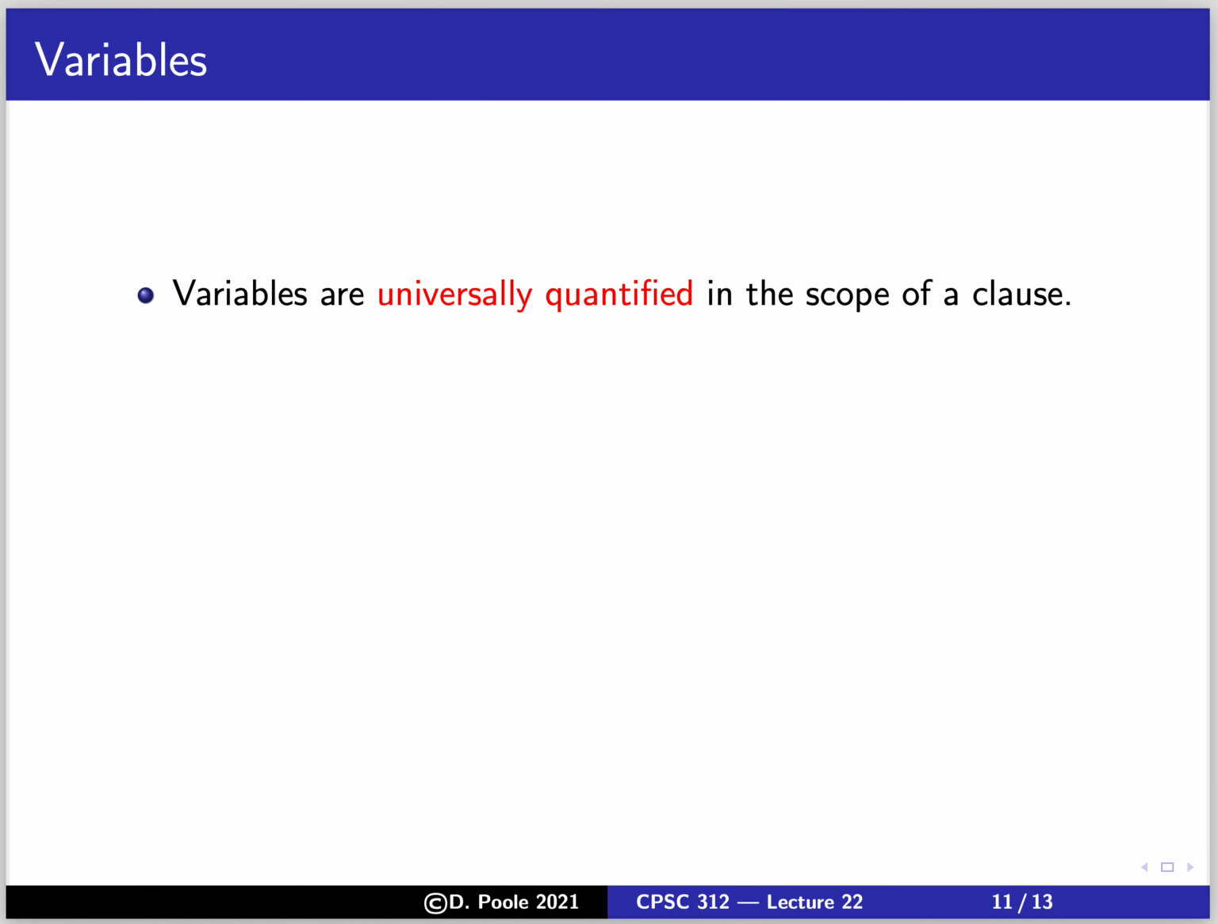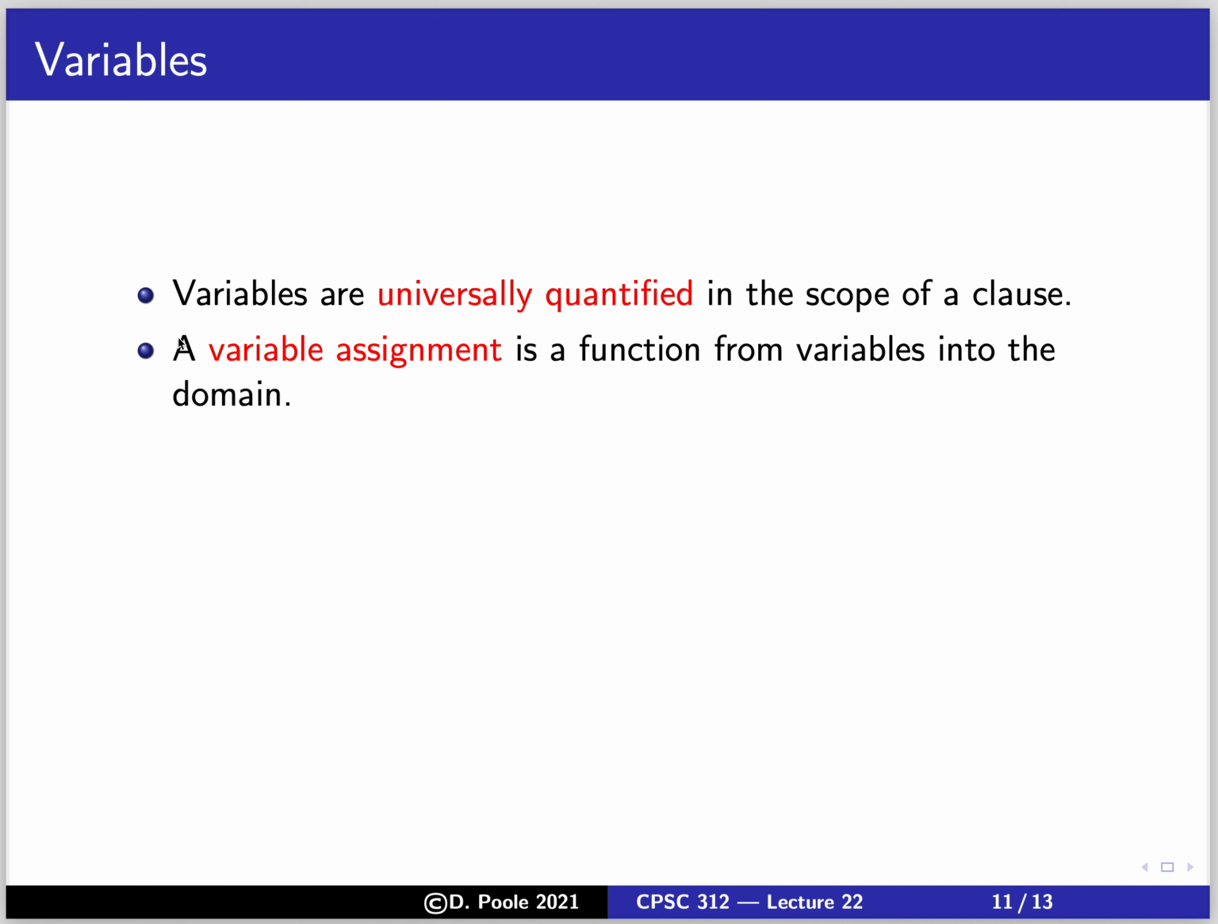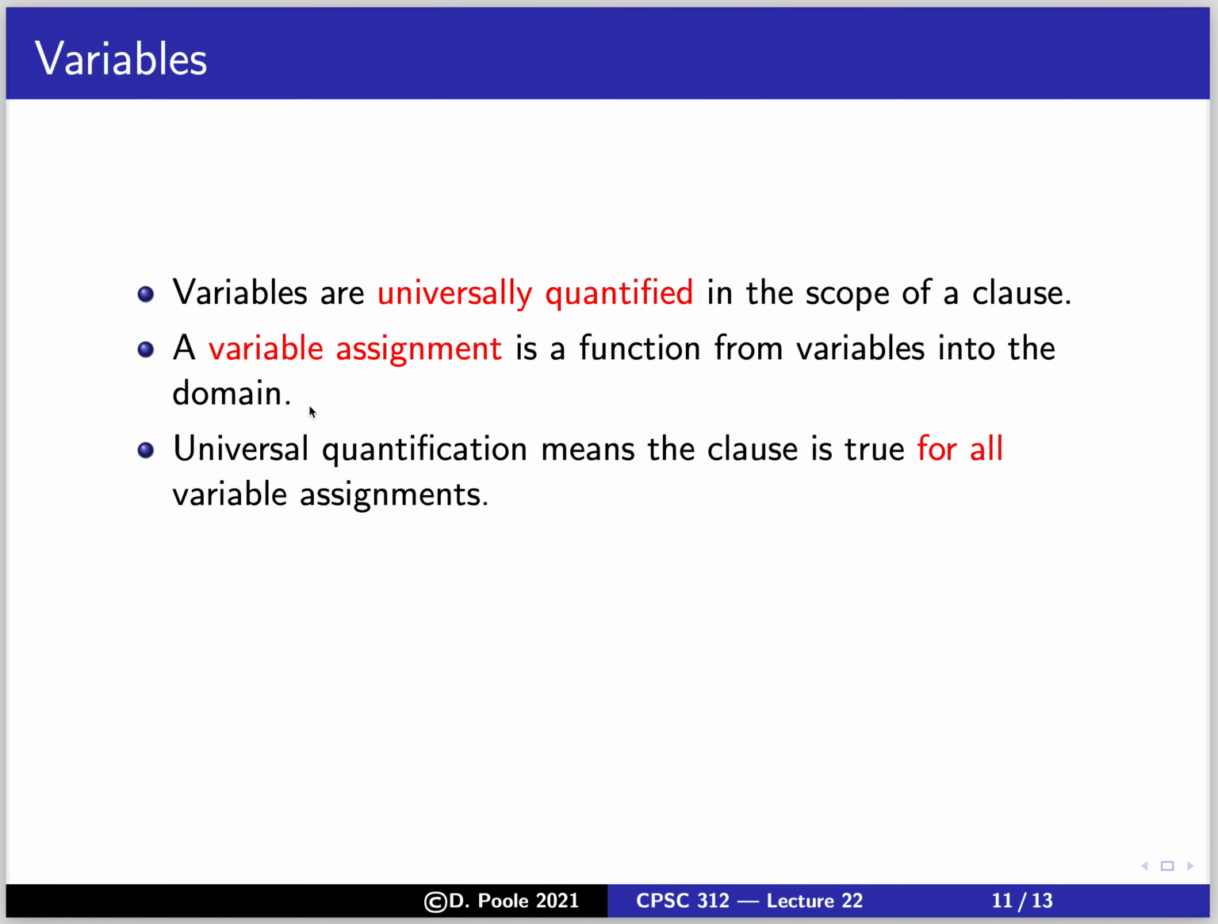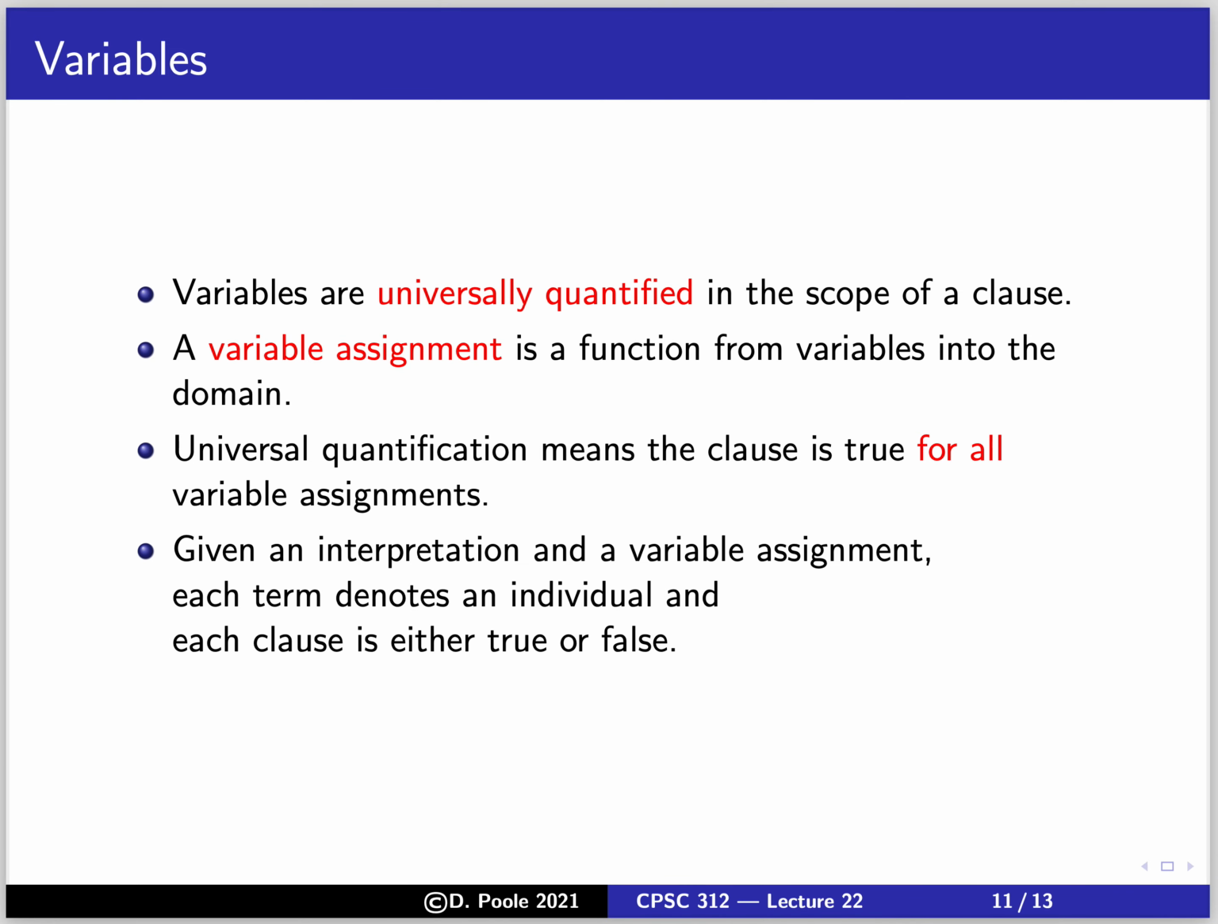All right. So far we didn't do variables. What happens to variables? Variables are what's called universally quantified in the scope of a clause. What does that mean? The way to formalize this is you're going to have a variable assignment, a function from variables into the domain. Just like we had before, phi mapped constants into the domain, a variable assignment maps variables into the domain. And universal quantification means the clause is true for all variable assignments. No matter how the variable is assigned, the clause is true. Okay? So now, given an interpretation and a variable assignment, each term denotes an individual, and each of the clauses is either true or false.